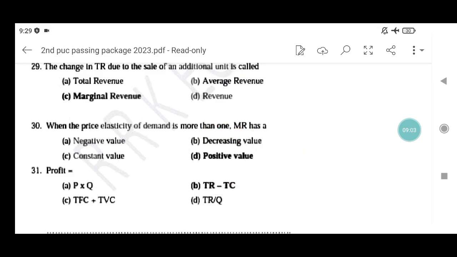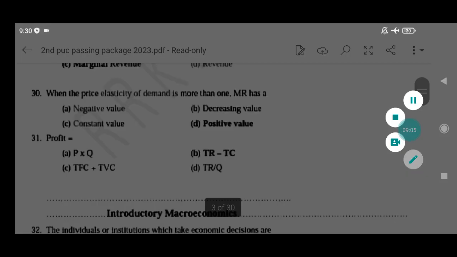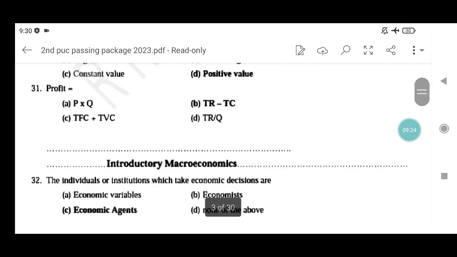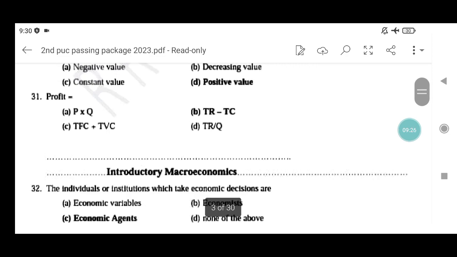Next one, profit is equal to. What is the formula? Profit is equal to total revenue minus total cost. Remaining we can discuss in the next class.